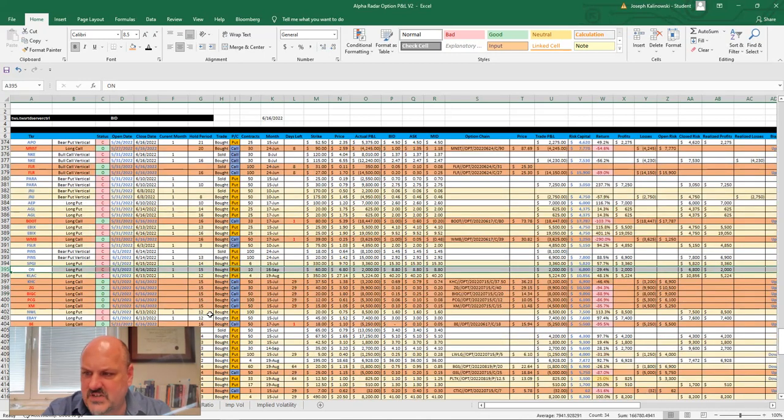Here's on Semiconductors, ticker symbol ON. Here on June 1st, we had bought puts. So we went long the September 16th, $60 strike price puts. We paid $6.80. Today I got out for $8.80. Represents about a 29% return on the trade.